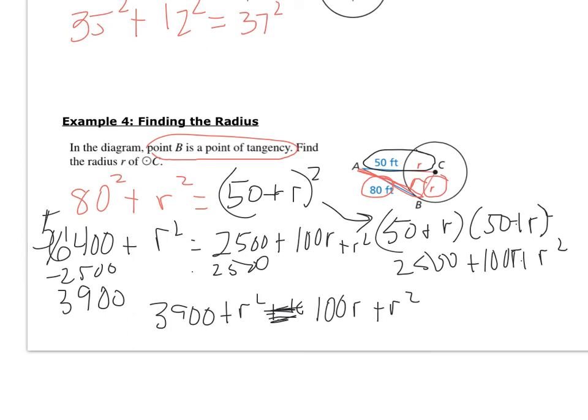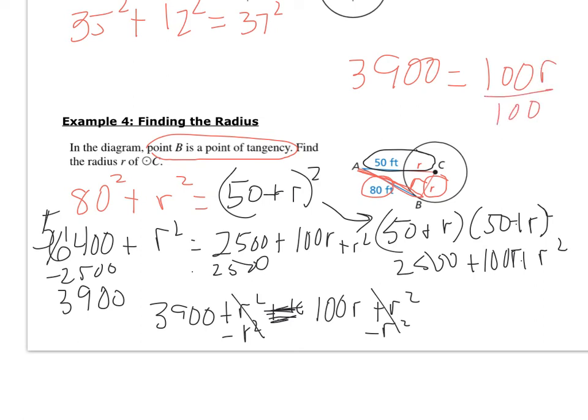Okay, so now let's see. I bet I can do something with these r squareds. I'm going to subtract this r squared over there. Well, don't those cancel each other out? So now what I'm left with is 3,900 equals 100r. Well, I've got to get r by itself, so don't I divide by 100? When I divide that, I find out that r equals 39. So I just found what r equals. Okay, and so now I know what the radius is. The radius is 39.